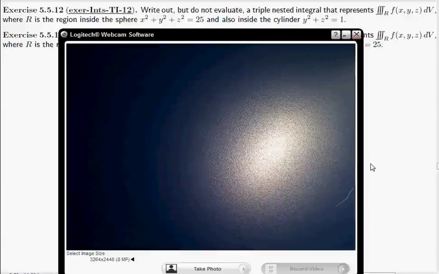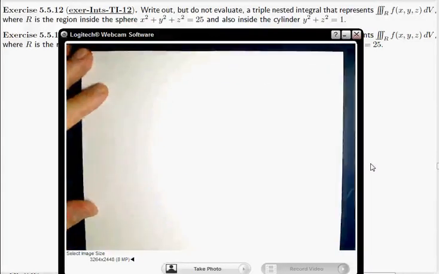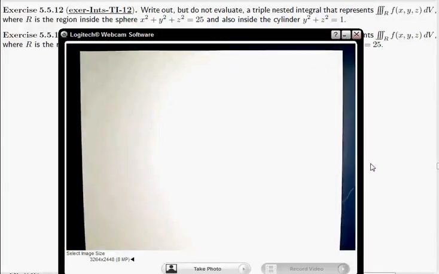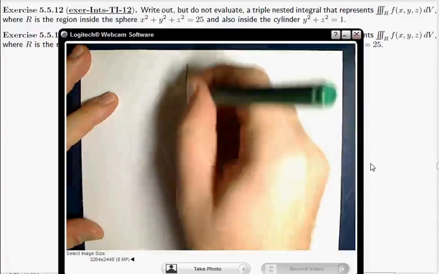All right, let's see here. Triple nested integral. We want the region that's inside of the sphere and also inside of this cylinder. Okay, so we've got a sphere of radius 5. Let's draw this. This is going to be a similar sort of projection. Yeah, I think a projection would be a great way to do this. Yeah, indeed. Well, so let's draw the picture just to make sure.